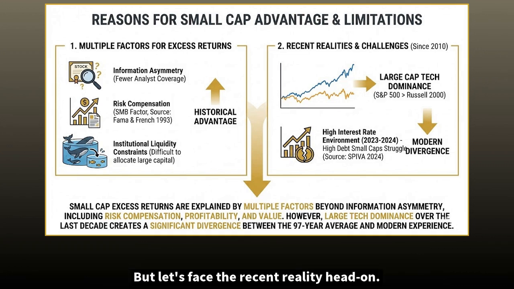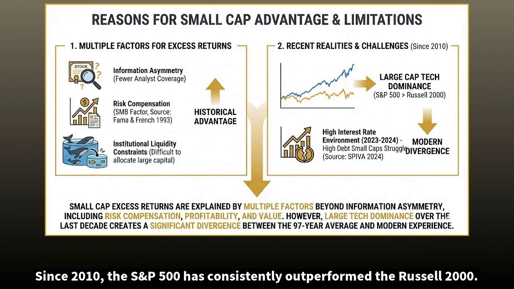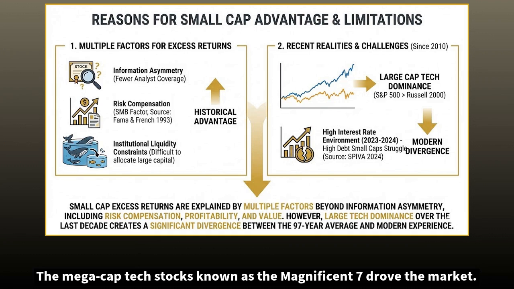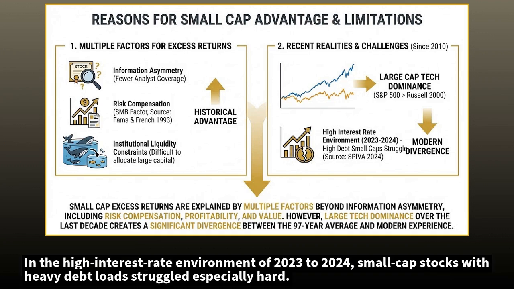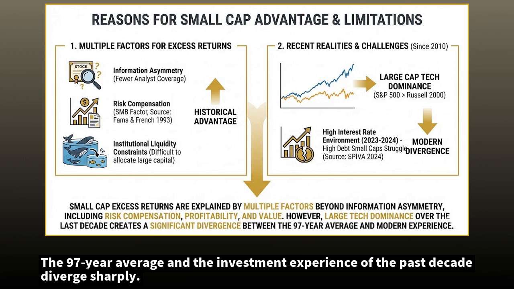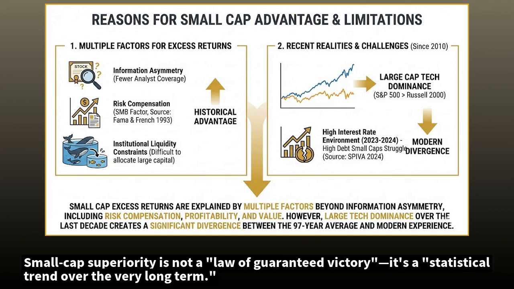But let's face the recent reality head-on. Since 2010, the S&P 500 has consistently outperformed the Russell 2000. The mega-cap tech stocks, known as the Magnificent Seven, drove the market. In the high interest rate environment of 2023 to 2024, small-cap stocks with heavy debt loads struggled especially hard. The 97-year average and the investment experience of the past decade diverge sharply. Small-cap superiority is not a law of guaranteed victory. It's a statistical trend over the very long term.